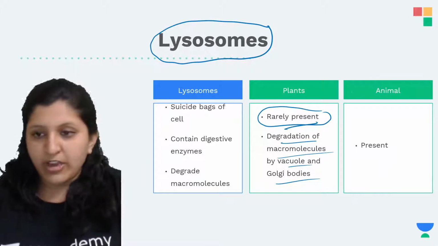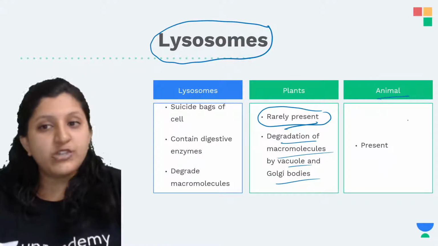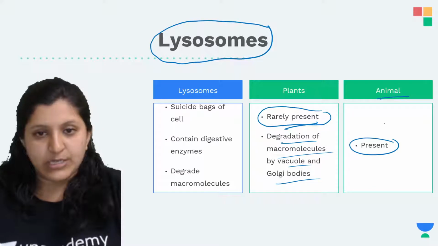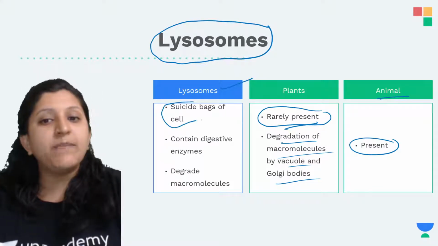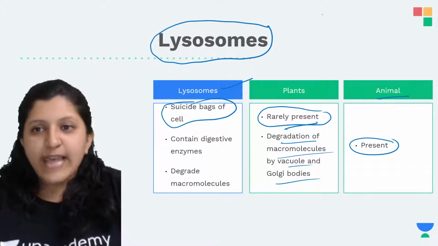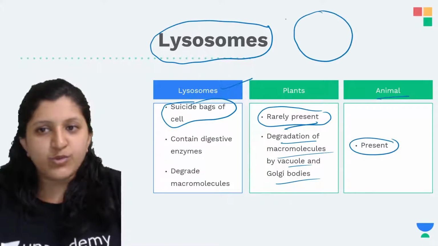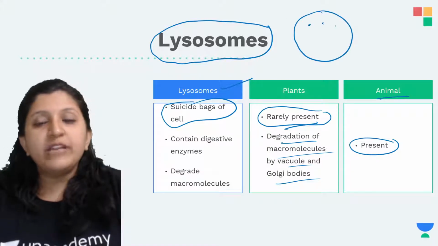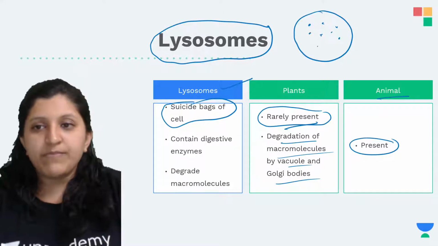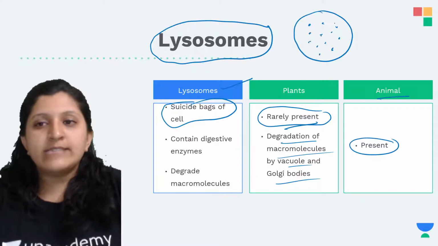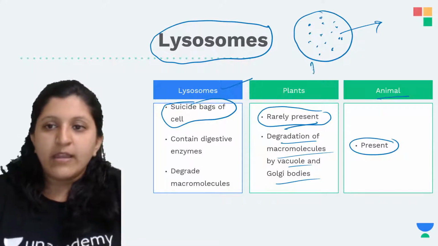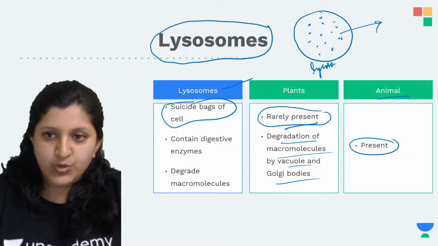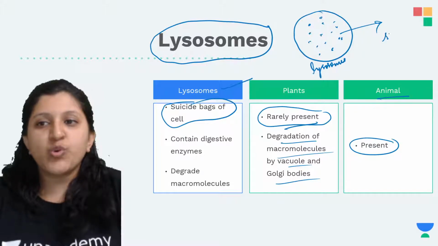So that is the main function that can be done. Now in case of animals, this can be present. So what exactly is a lysosome? This is the suicide bag of a cell. Let's say this is a lysosome. You can find many enzymes in there. All these enzymes will be stored in there. So a lysosome is basically this, which will have stored enzymes.